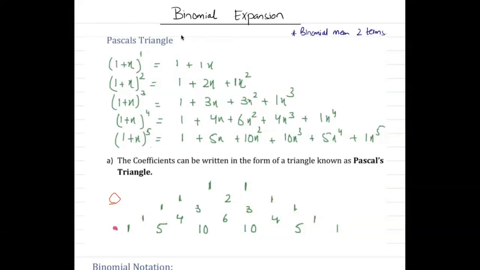Now, if I ask you to predict the next row, for example, if I don't want to multiply 1 plus x to the power of 5 with 1 plus x again to get the expansion, you can make use of Pascal's triangle to get the coefficients. How? You know that the first term of the next row is going to be 1 again.